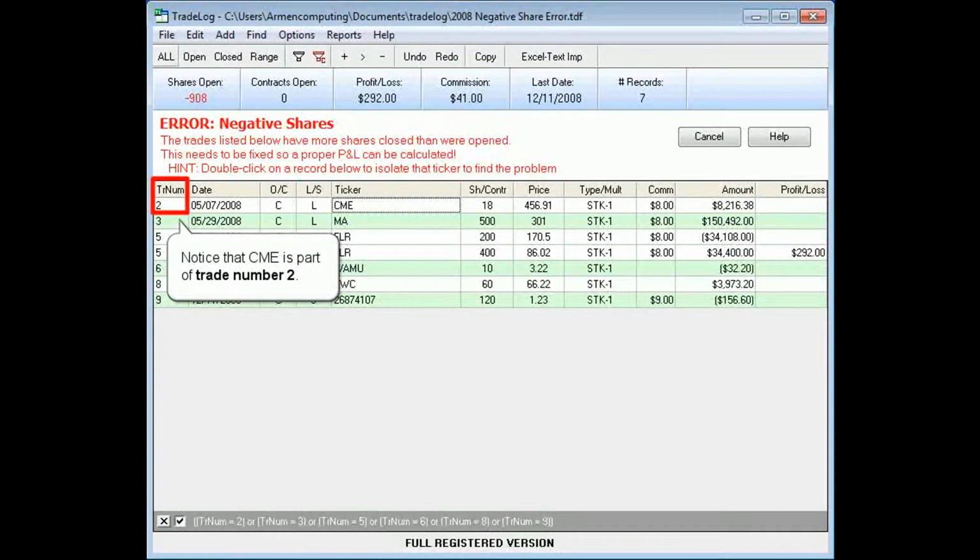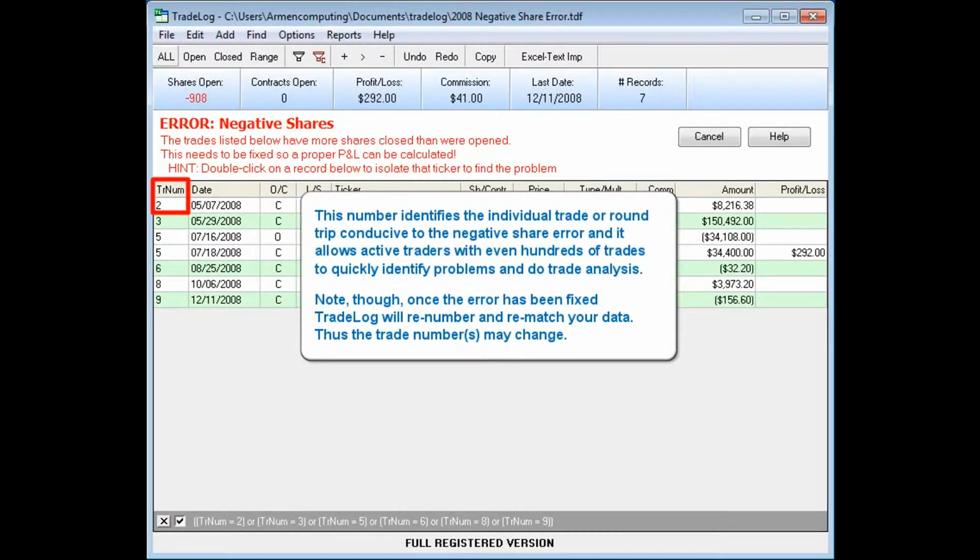Notice that CME is part of trade number 2. This number identifies the individual trade or round trip conducive to the negative share error, and it allows active traders with even hundreds of trades to quickly identify problems and do trade analysis. Note though, once the error has been fixed, TradeLog will renumber and rematch your data. Thus the trade number may change.